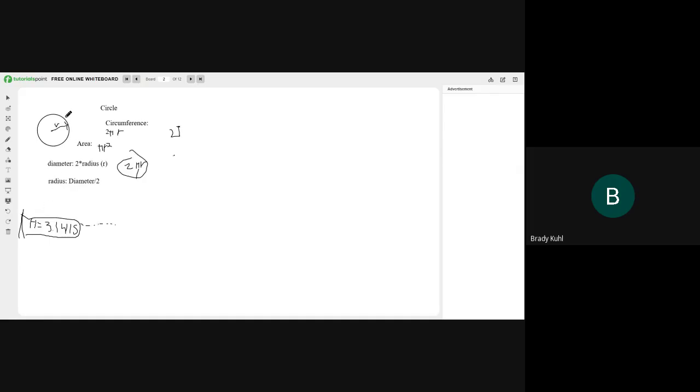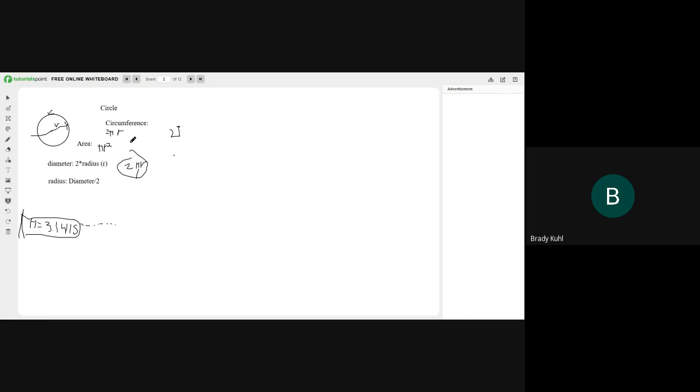And on a circle, you've got the circumference, which is technically the perimeter of the circle, and the area. You've got the radius, which is r, or the diameter, which is 2 times the radius. The radius is usually half of the circle's width, and the diameter is the full way across.